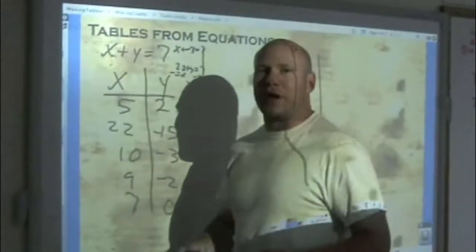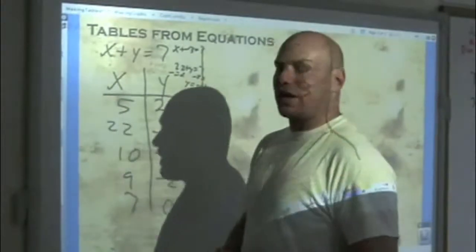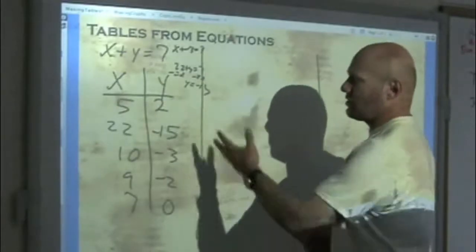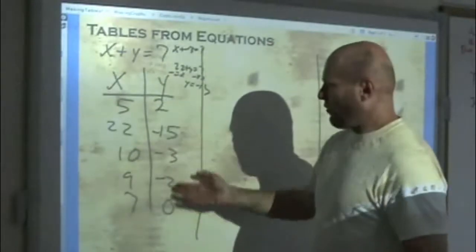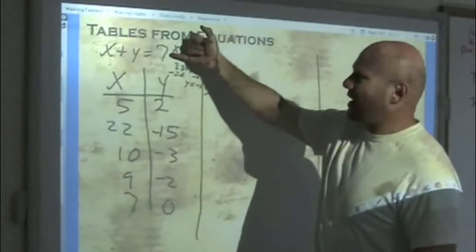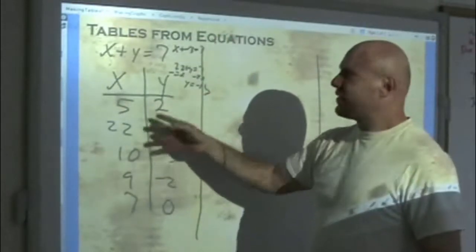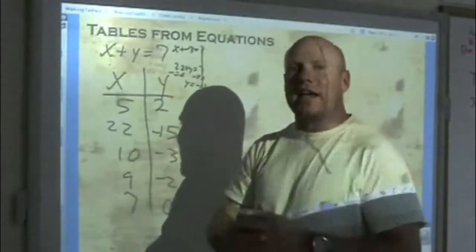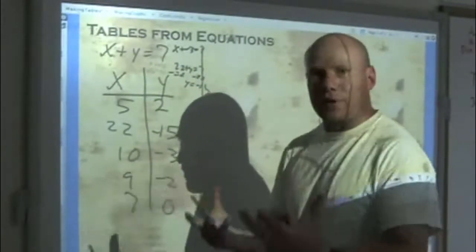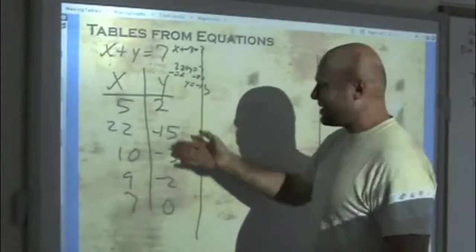So these are now ordered pairs. All these numbers together go together and would be able to form a graph or be able to be plotted on something or whatever the case is. Or if I just need a sample of points, here are five pairs of points that make this equation true. That's what these are. This equation says some quantity x plus some quantity y is equal to 7. So what we're looking for is, what are some different pairs of numbers that make this the case? This is a table, it's just a sample.